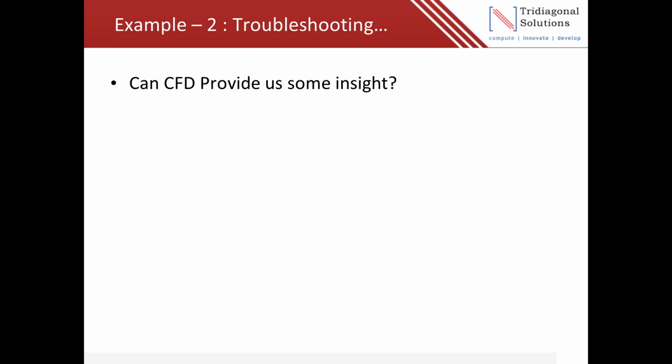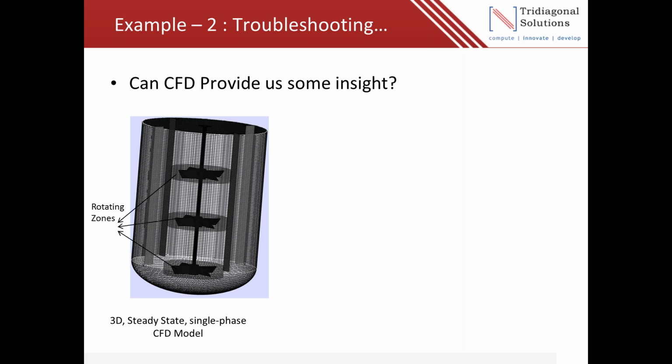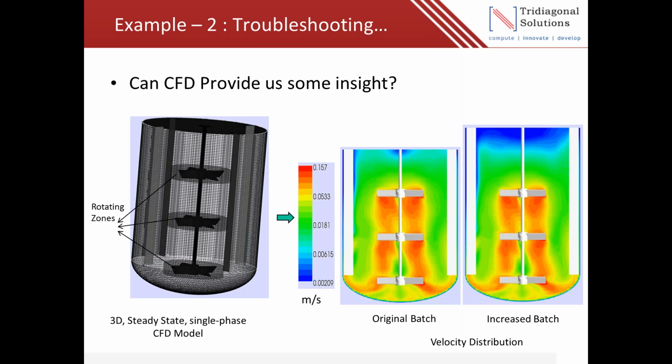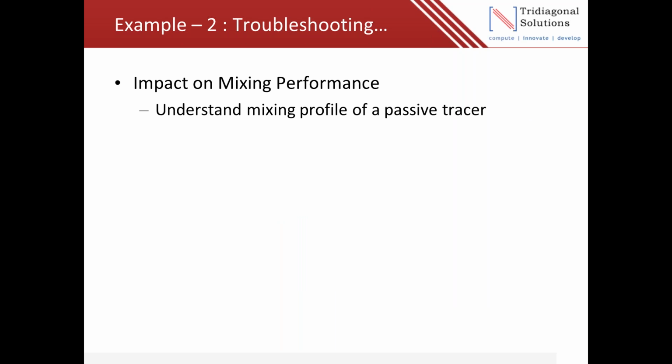So let's see, as we discussed, can we use level 3 methods such as CFD models to get more insight into this problem? So we built a CFD model for the multiple impeller system. We used the typical meshing applications, and we looked at the flow pattern in the original batch and the velocity distribution in the increased batch. This detailed analysis shows that there is a low velocity zone near the top, which might be impacting the mixing performance of the vessel because of the increased batch size.